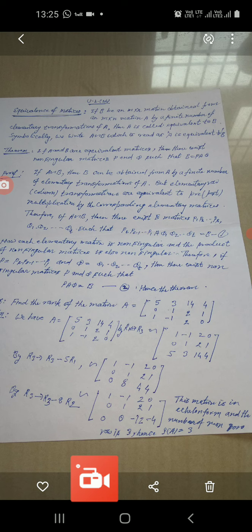Now we apply the transformation R3 as R3 minus 8R2. We get in the first row 1 minus 1 2 0, in the second row 0 1 2 1, and in the third row 0 0 minus 12 minus 4. Thus we see that this matrix is in echelon form, and the number of non-zero rows is 3, hence the rank of matrix A is equal to 3.